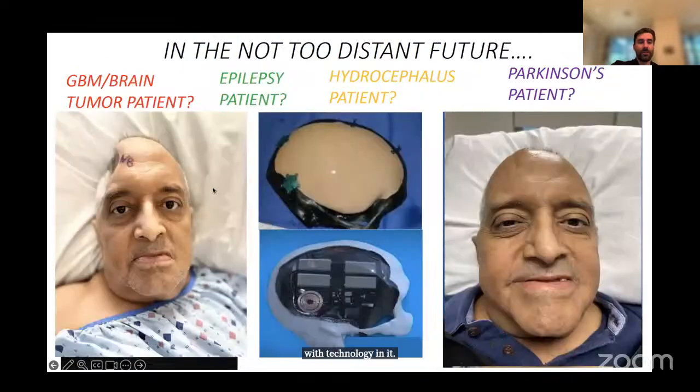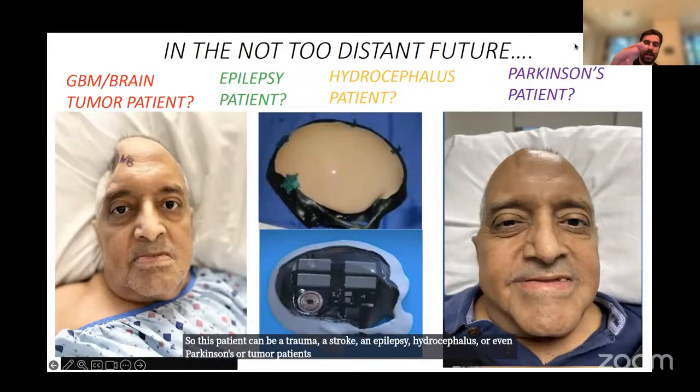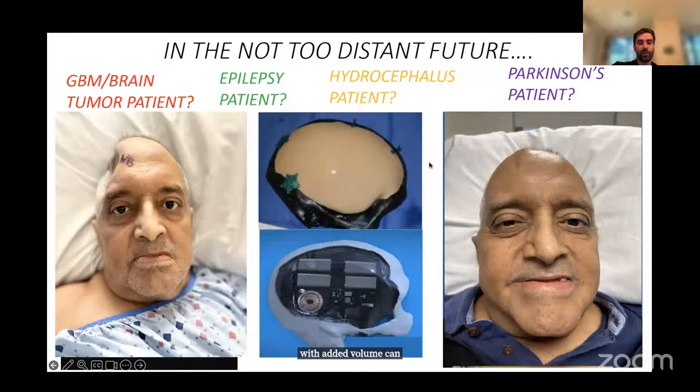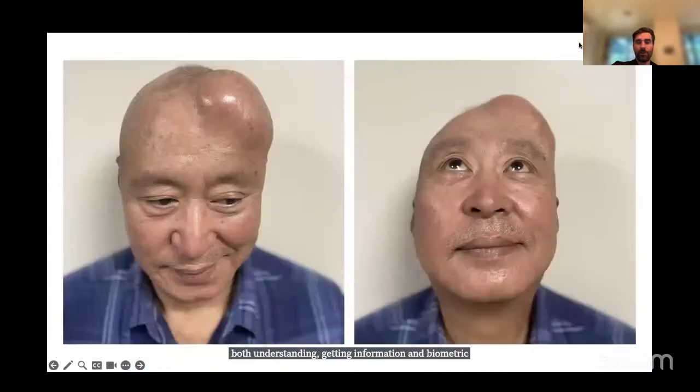So this patient can be a trauma, a stroke, an epilepsy, hydrocephalus, or even Parkinson's or tumor patient. Using those implants with added volume can actually have a lot of benefits when it comes to understanding, getting information, and biometric data. I want to show you a few cases before I'm done.